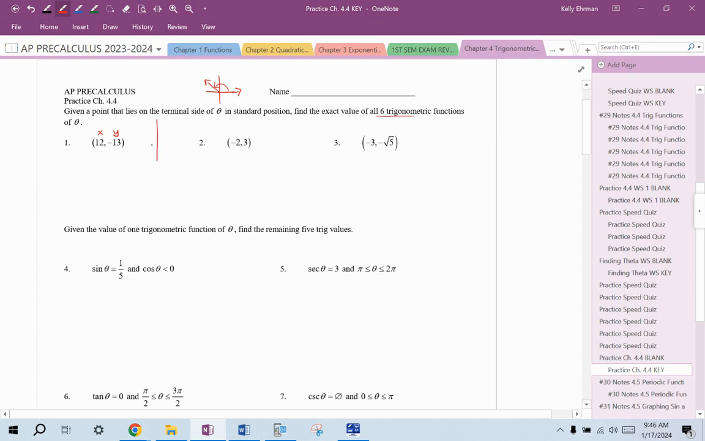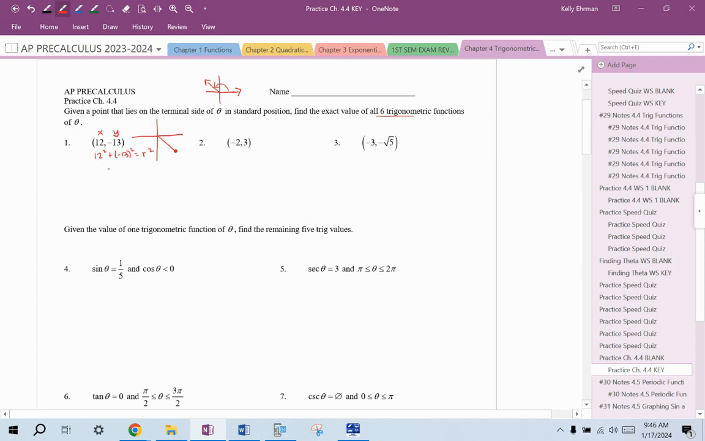First thing you should do is consider which quadrant that's in. So if you plot the point 12, negative 13, you're in quadrant 4. And the only thing you need to find all the trig values is r. So 12 squared plus 13 squared is going to equal r squared.